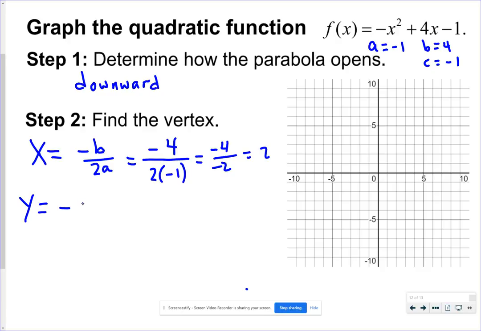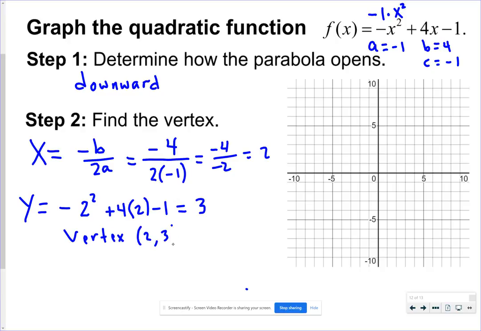Now, be careful. On this one, I'm not going to put parentheses around the 2 because back at your function, this negative is -1 times x squared. I'm squaring the 2, not the -2. I'm squaring a 2, and then I'm multiplying it by a -1. So be super careful with that. 4 times 2, and then -1. I do that calculation. I come up with y equals 3. So my vertex is the point 2, 3.